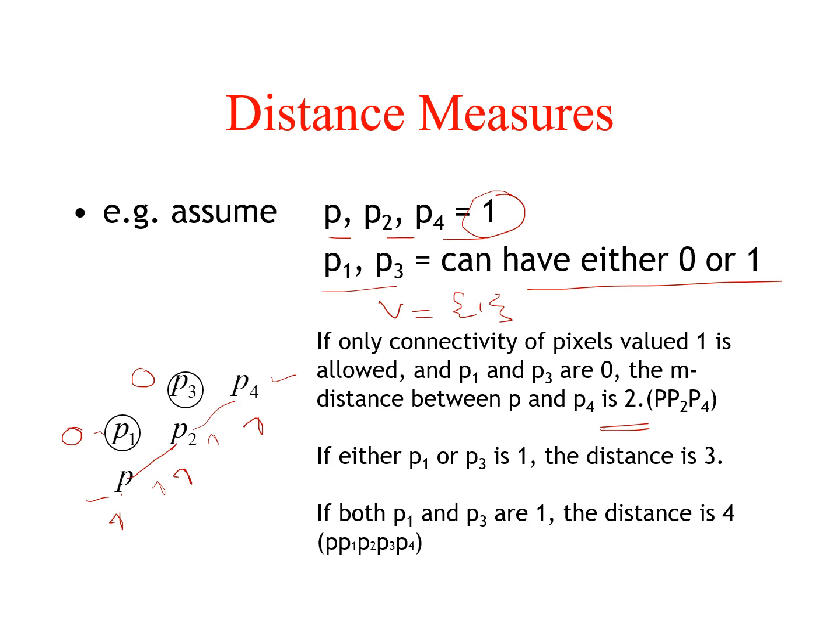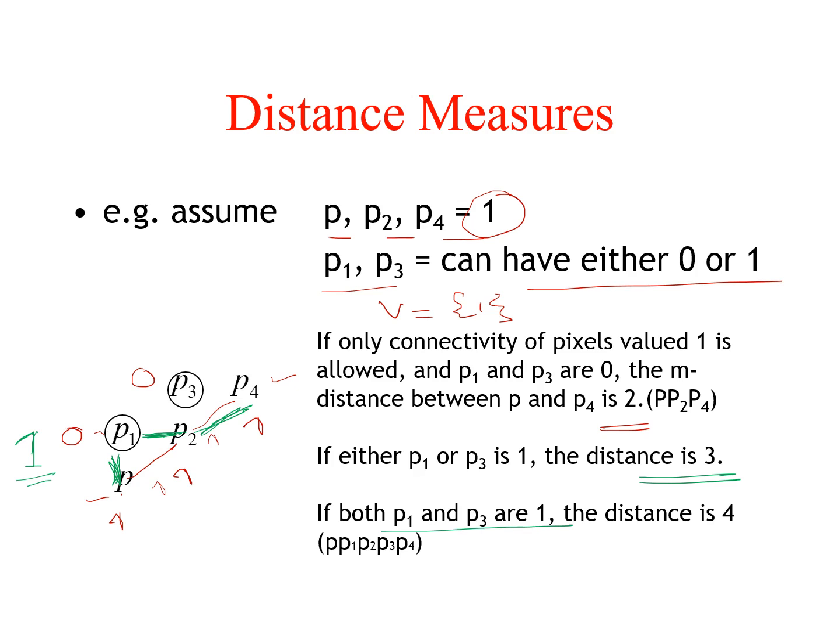Okay. Now if either P1 or P3 is 1, so now instead of 0, if P1 is 1, so what M adjacency says, if P1 is in N4P, is it in N4P? Yes, and it also satisfies the set of V. So we have to connect like this. Again, this is true. Both the values are 1 as well as it is in N4, 4 neighbor of P. And then like this, because this is 0, right? So 1, 2 and 3. So what is the distance? 3.